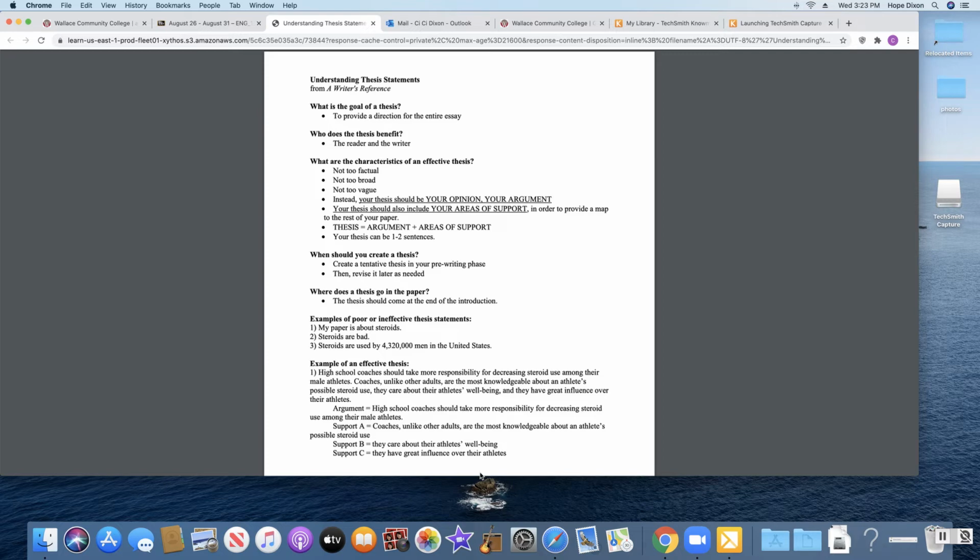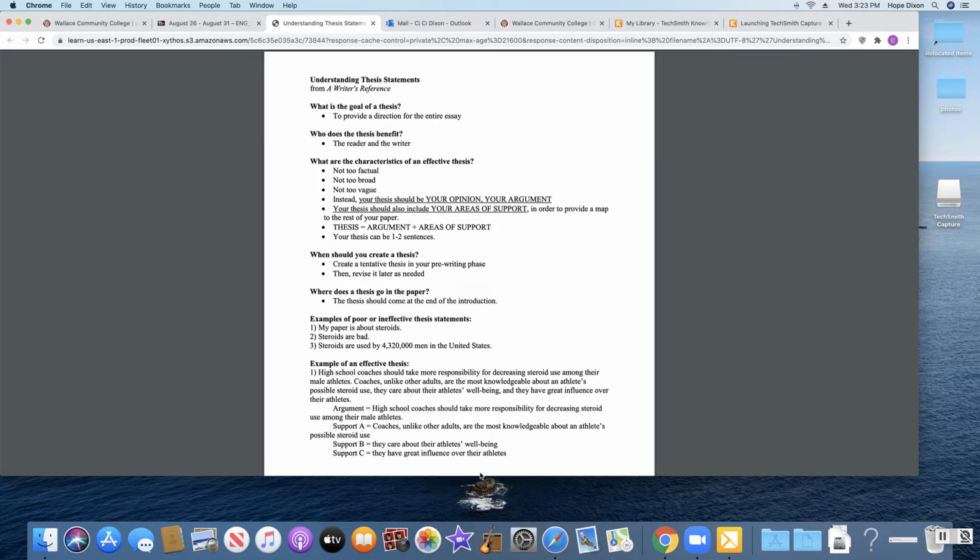And so a thesis basically equals your argument, the one thing about the topic you want to say, and sometimes people include their points of support or why or how they're going to prove that argument or that thesis statement. So that is the basis of a thesis statement. And if you look down at the very bottom of this sheet, we're taking our steroid example, and here we have an effective thesis statement about steroids.